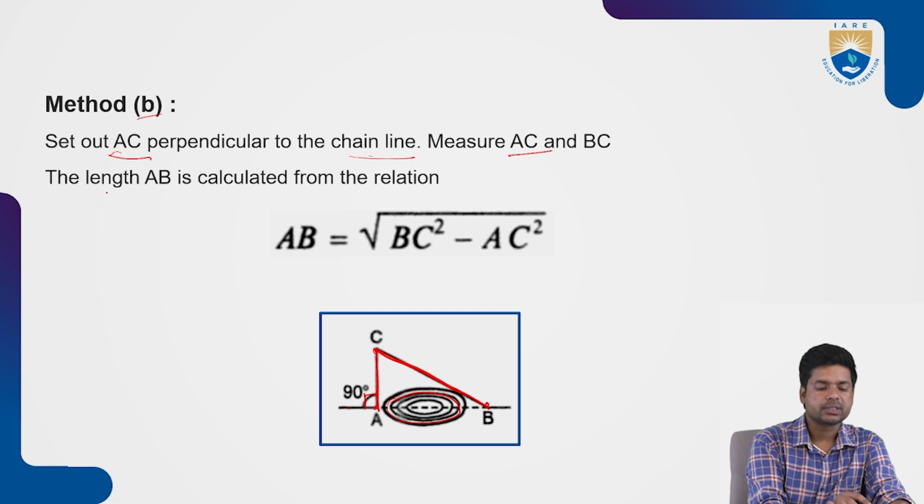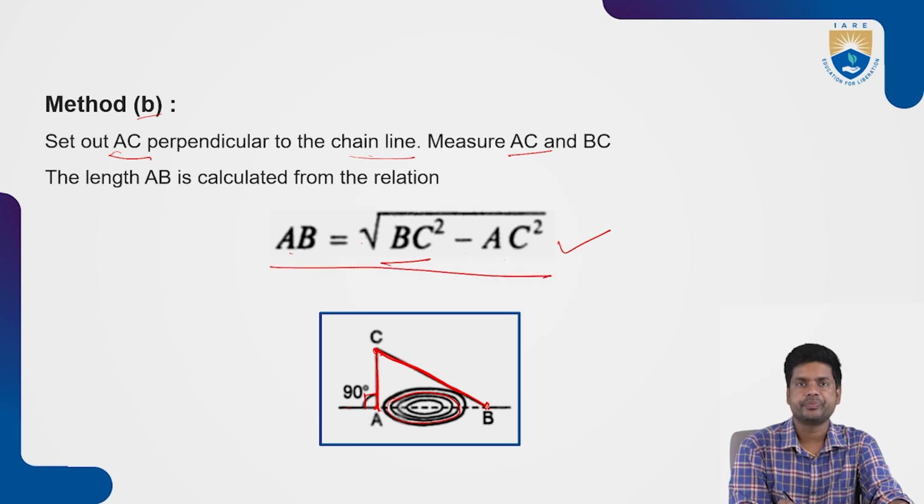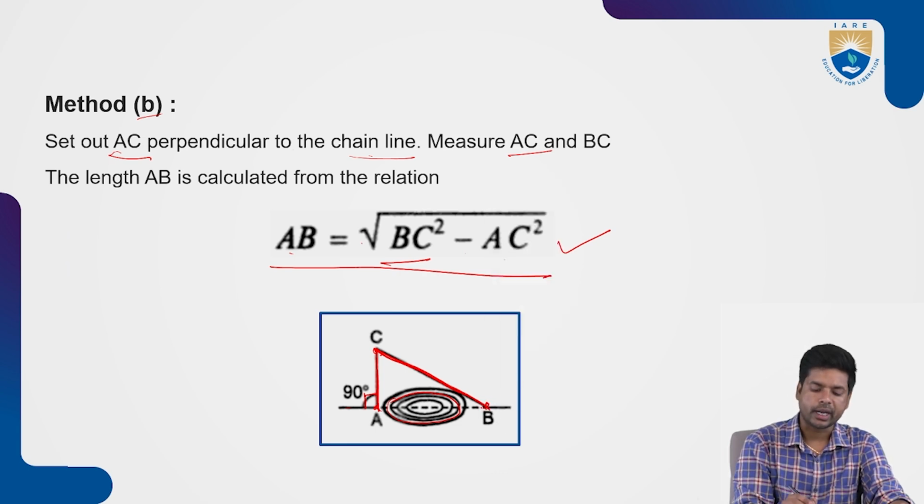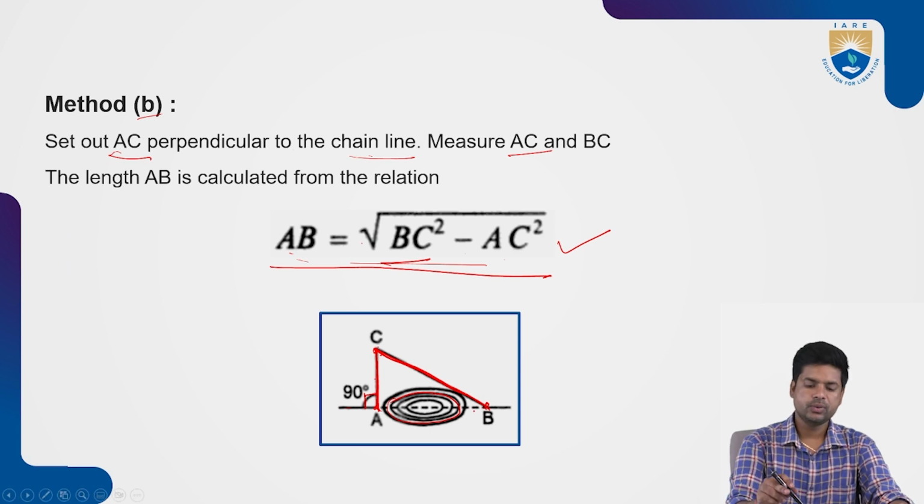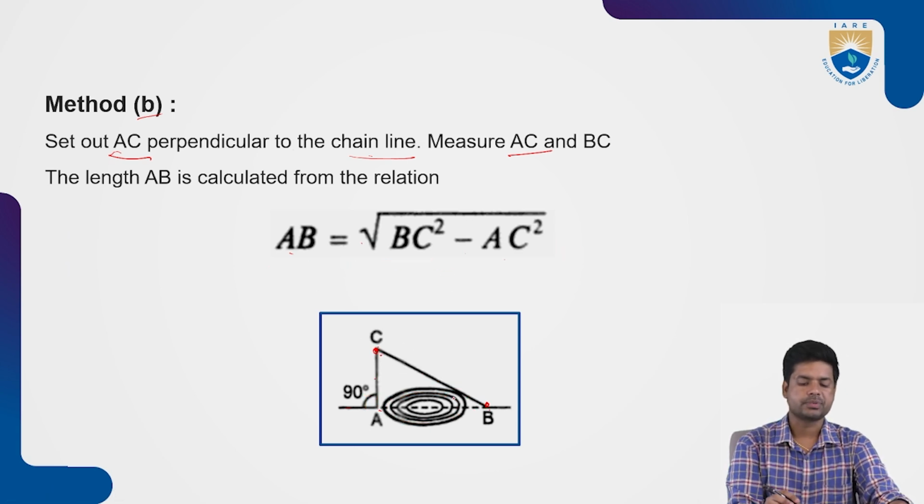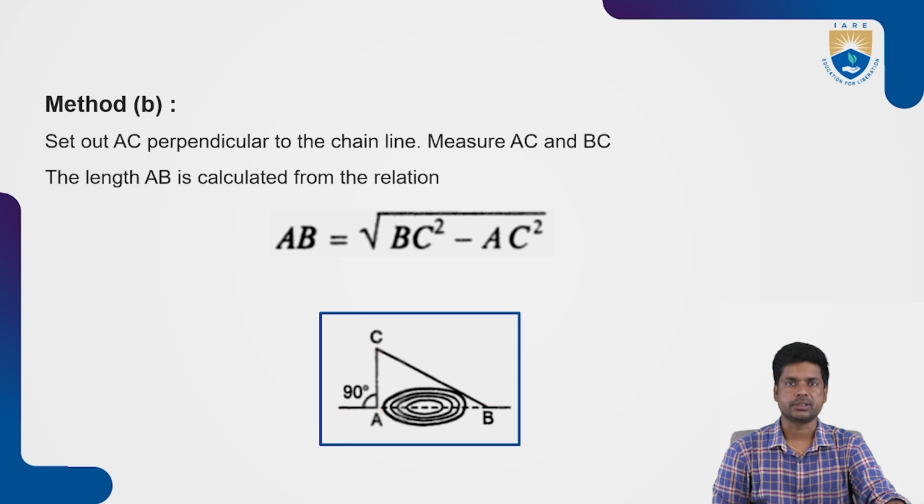Now the length of AB will be calculated using the triangulation formula. AB is equal to the square root of BC square minus AC square. Using this formula we find the length of AB. First establish 2 points, then draw one perpendicular line AC, and join the point C with B. After measuring the distances BC and AC, we use this formula to find the length of AB. This is how we find the length of a line when you have an obstacle, using the second method.